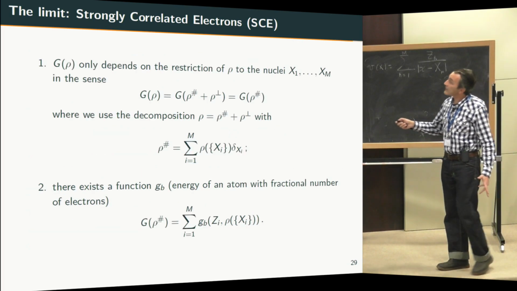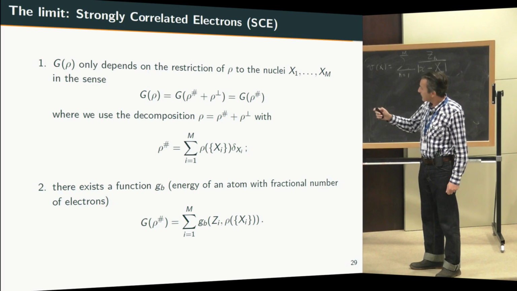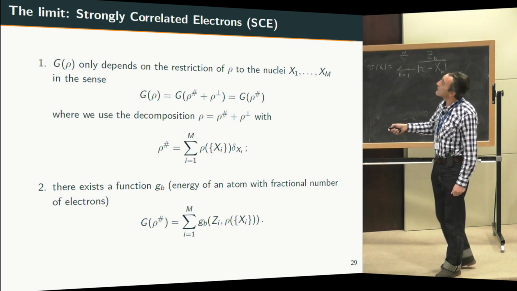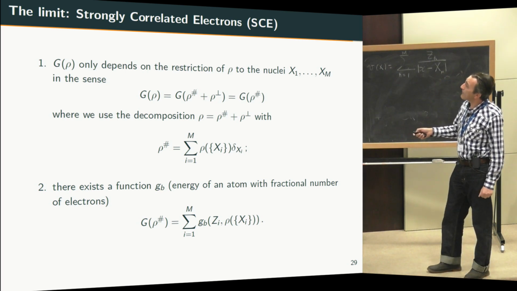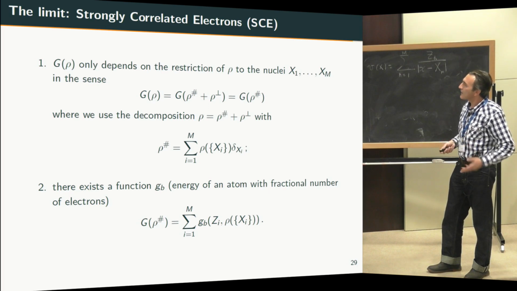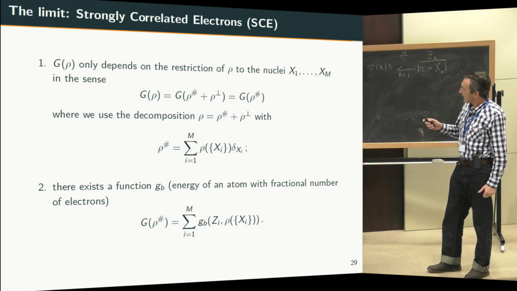So, the result is divided in two parts, in some sense. What we have in the case n equal to 2, and we are working out the other case, is that G of ρ depends only on the restriction of ρ to the nuclei. So when you send to zero the kinetic energy, the molecule will break into atoms, and each atom will get its share of electrons, and the electrons will still interact between each other.